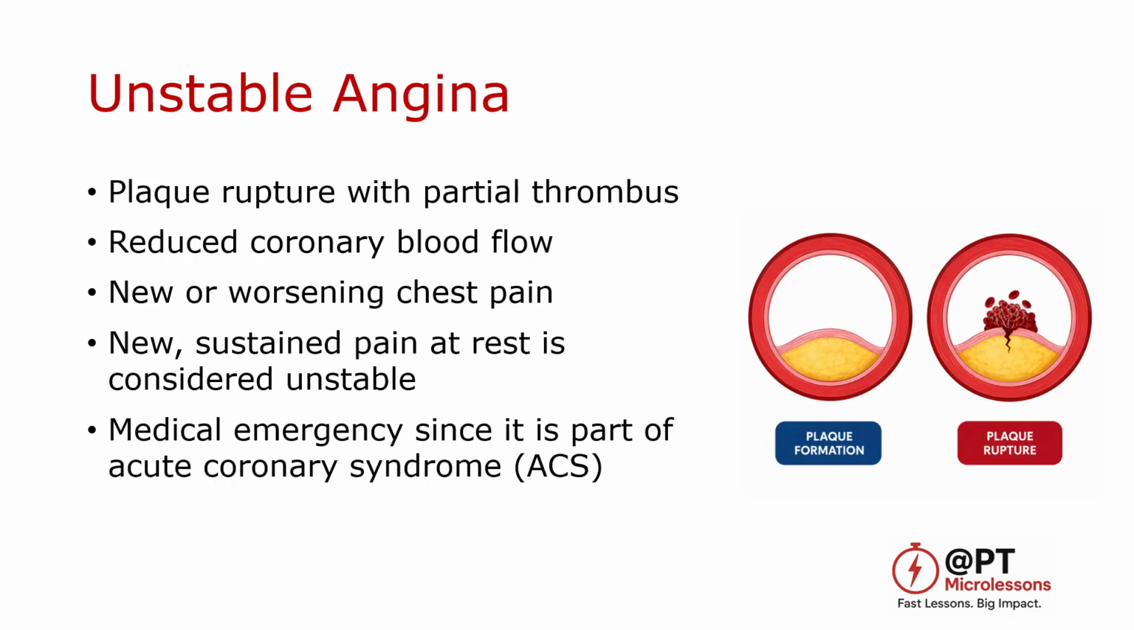Next is unstable angina. Unstable angina is caused by rupture of an atherosclerotic plaque, with the formation of a partial thrombus that further reduces coronary blood flow. Unlike stable angina, symptoms are unpredictable, often more severe, and may occur at rest. In fact, new onset angina at rest should always be considered unstable until proven otherwise. Although myocardial injury has not yet occurred, unstable angina is a medical emergency because it is a form of acute coronary syndrome and carries a high risk of progressing to myocardial infarction.